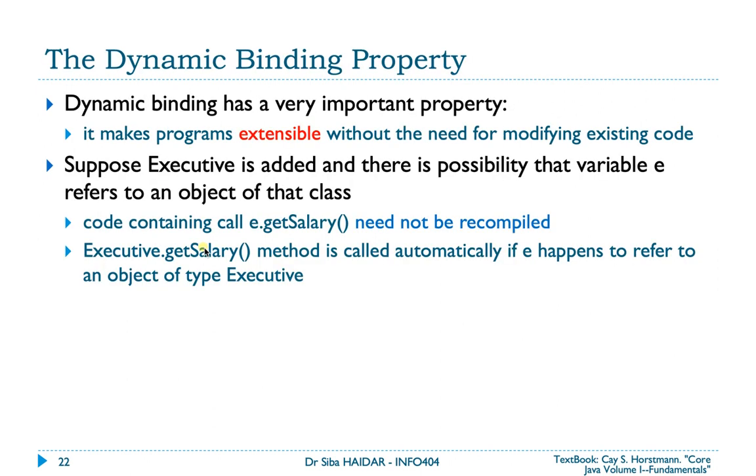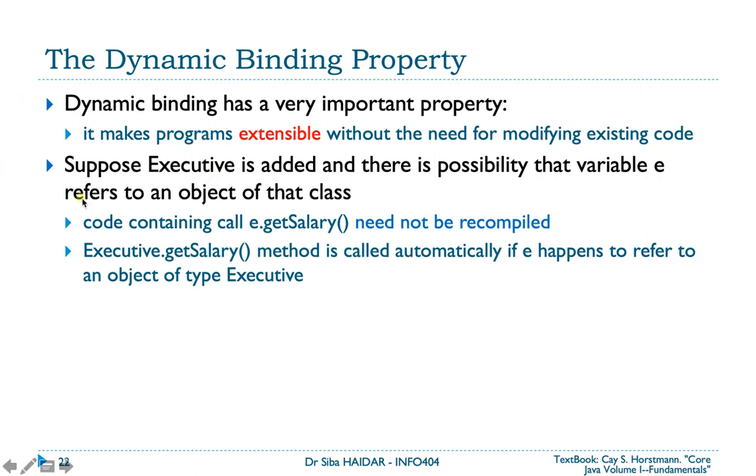What is the dynamic binding's most important property? The dynamic binding has a very important property. It makes the programs extensible without the need for modifying existing code. What does it mean? It means suppose we add later, after we have written, compiled, and prepared our classes, an executive class, and there are three possibilities that the variable e refers to an object of that class.